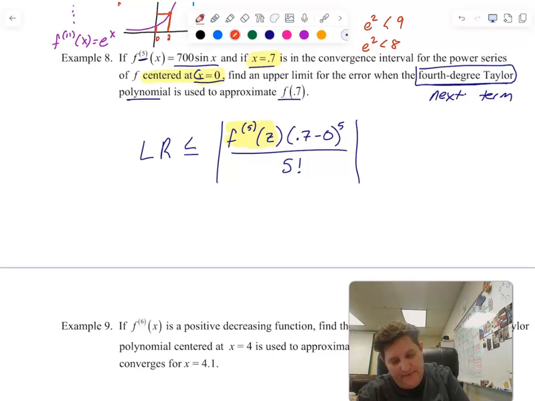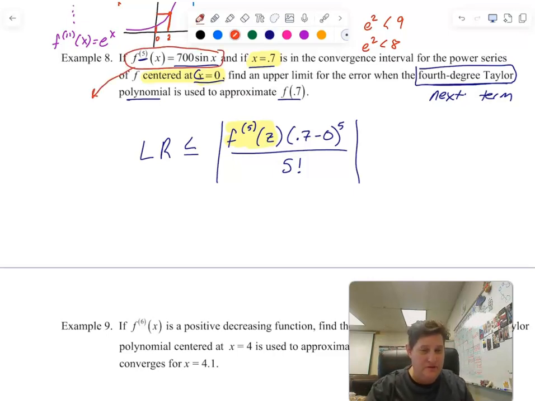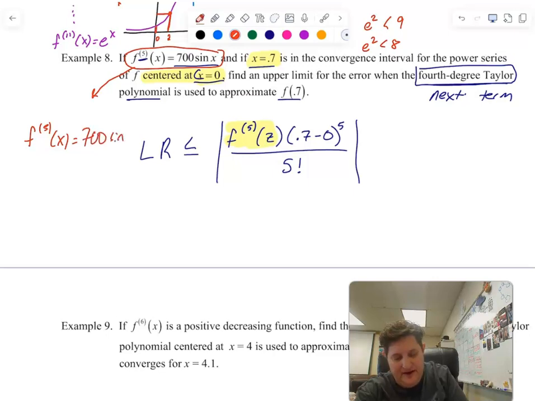Okay, well, check this out. They gave us the fifth derivative, though. So nice of them. Sometimes they'll give it to us, like if it's something that's too hard, they don't give us the original or something. Sometimes they'll give us a graph or whatever. So the fifth derivative is 700 sine x.